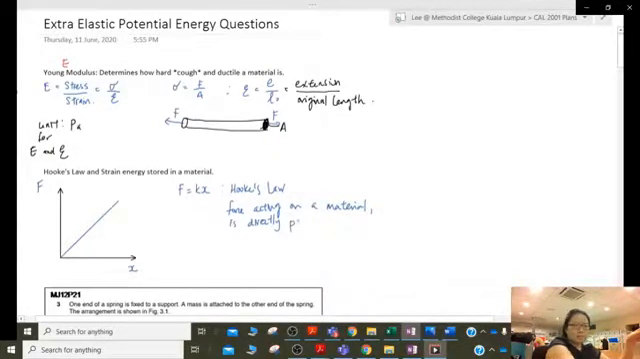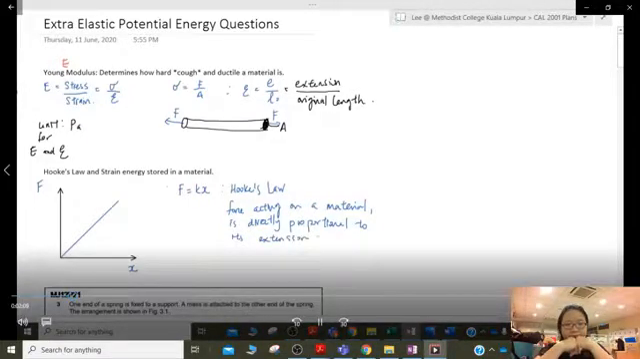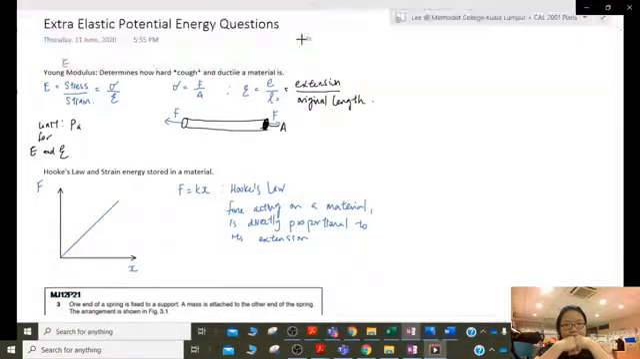to the extension of the material. Okay, so F is equal to Kx.